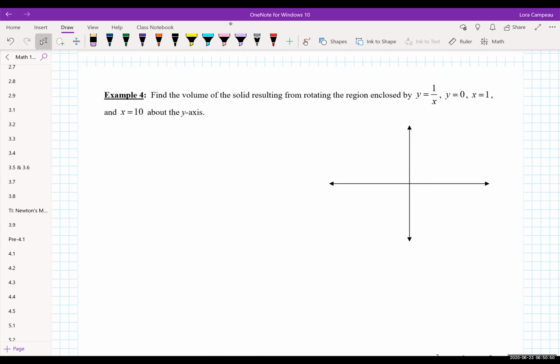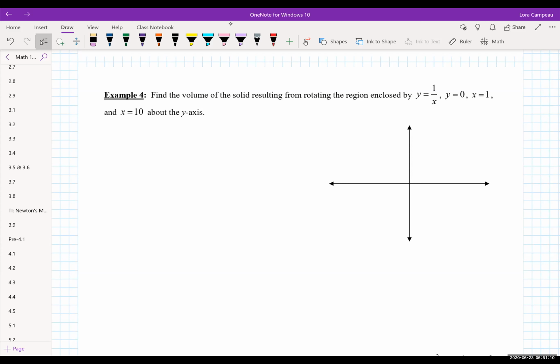With example 4, I'm going to find the volume of the solid resulted from rotating the region enclosed by y equals 1/x, y equals 0, x equals 1, and x equals 10 about the y-axis. So I'll draw y equals 1/x.